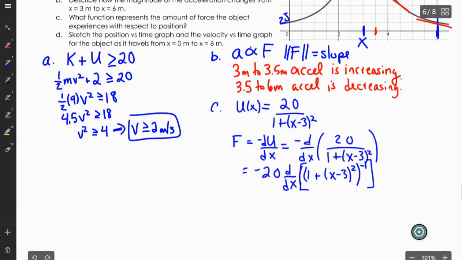Use brackets for the outside there. Okay, so now I can do this. This is a chain rule function, or something I use a chain rule with. And so remember the chain rule, the way I like to say it is: derivative of the whole thing, so if we just say u, u prime, times the derivative of the inside.